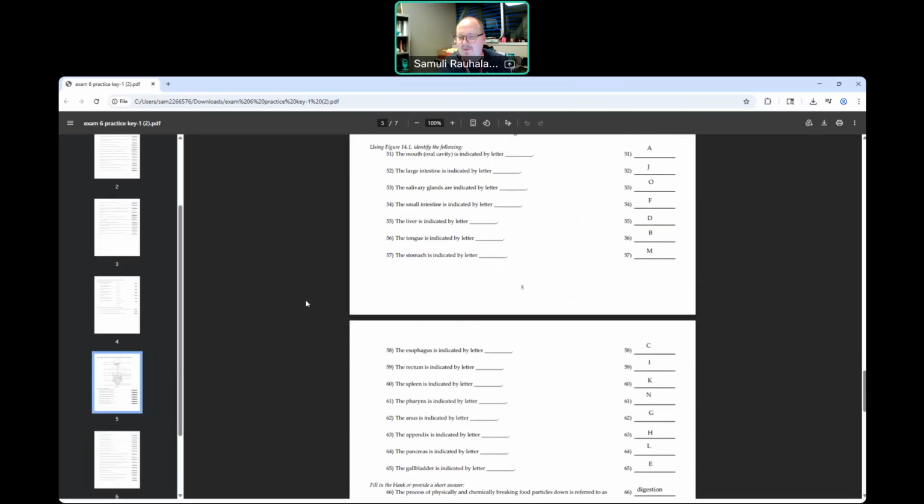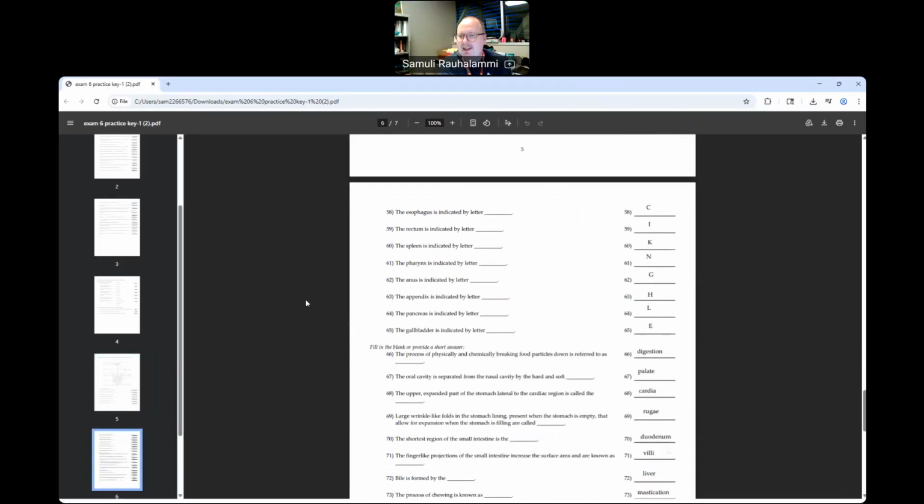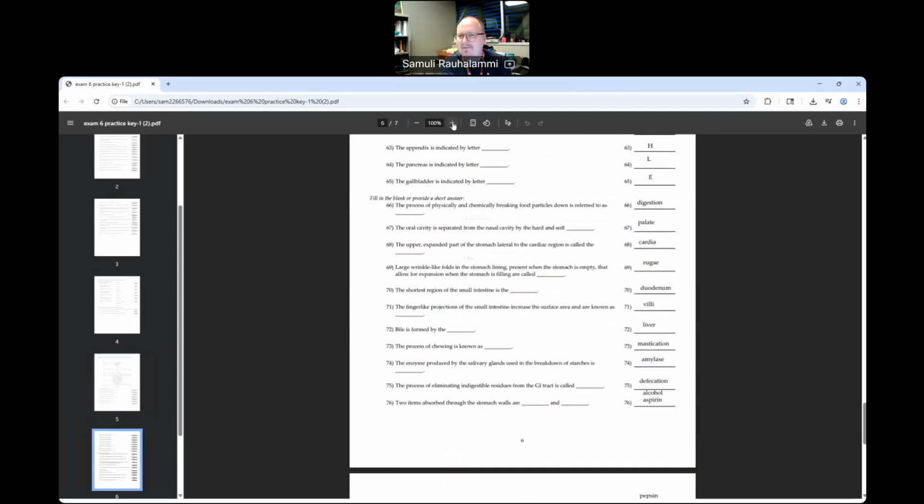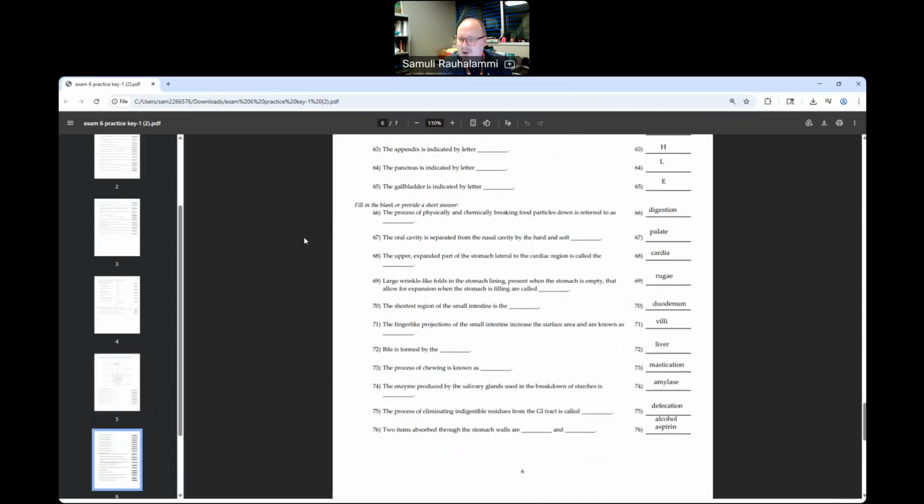We can continue filling in some gaps here. Remember, the process of digestion referred to breaking larger molecules into smaller ones so that they could be absorbed into the body. Our oral cavity and nasal cavity were separated by a structure known as palate. We saw different parts of the stomach.